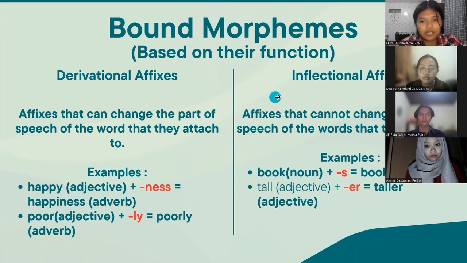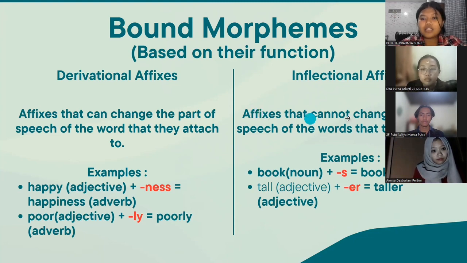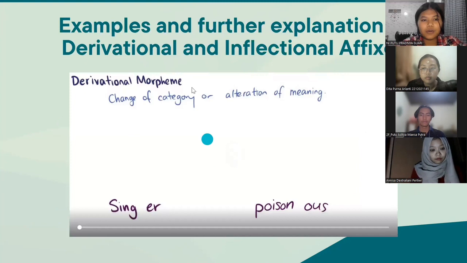So based on their functions, number two is inflection, inflectional affixes. What are inflectional affixes? Affixes that cannot change the part of speech of the word that they attach to. For example, book. Book is a noun. We add s, so it becomes books. It's a noun. The next one is tall. Tall is an adjective. We add er, so it becomes taller. Adjective. So the er is a comparative word. And further explanations of derivational and inflectional affixes.